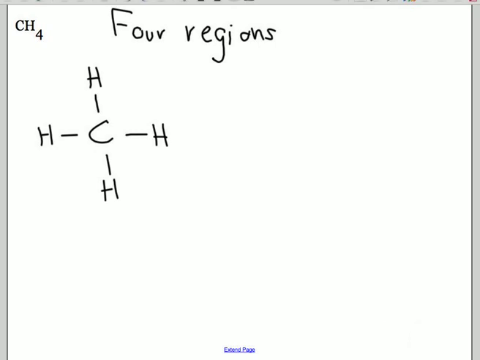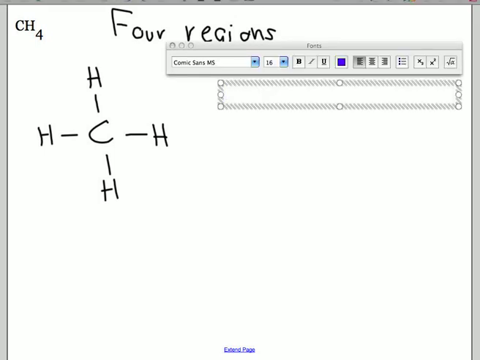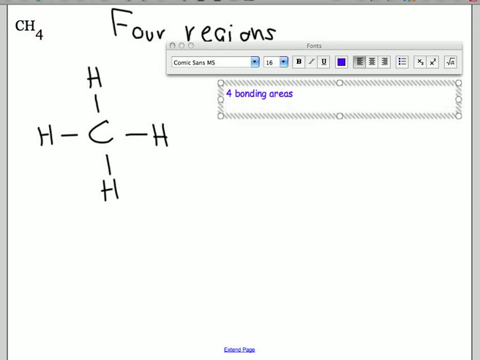Alright, a few more of the VSEPR ones. This is methane, which we kind of already looked at. But again, methane is pretty simple. And what we are looking at here is, again, that central atom of carbon. So again, first thing you find is that on carbon I have 4 bonding areas. I have no lone pairs, so I have no non-bonding.